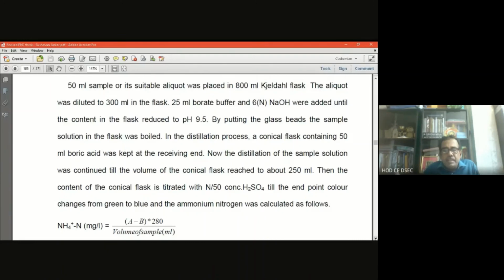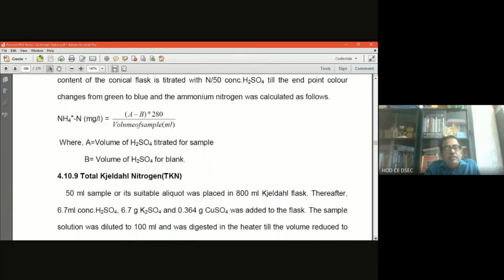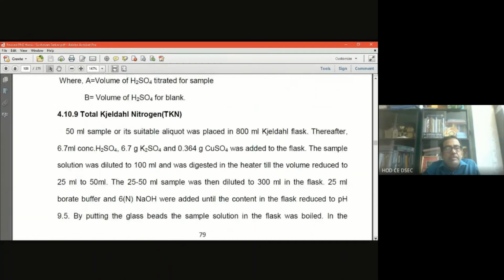Because after distillation, the distillate goes on adding in the conical flask, and this process will be continued till the volume reaches 250 milliliter in the conical flask. Then the content of the conical flask is titrated with N/50 sulfuric acid till the color changes from green to blue, and this is the indication of the ammonia nitrogen. Now, how we will calculate the Kjeldahl nitrogen, that is total Kjeldahl nitrogen? This is nothing but the total ammonia nitrogen plus the free nitrogen.